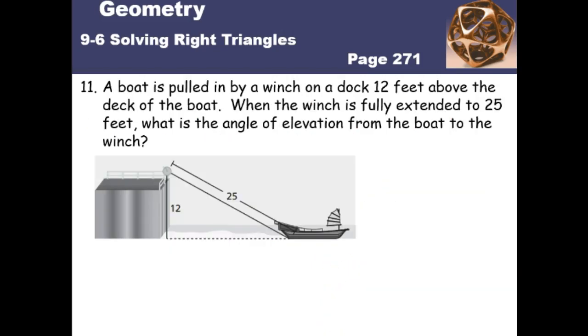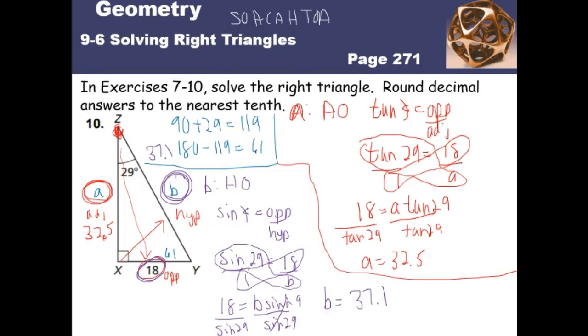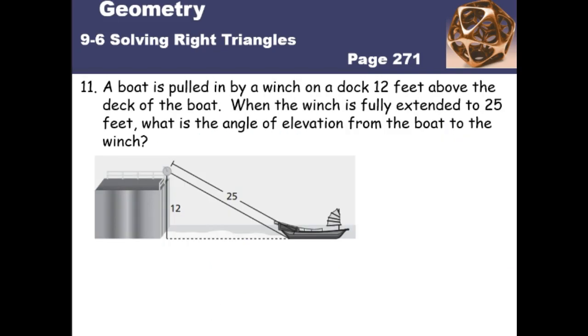Okay, now my favorite word problem. So this is on page 271. So that's still the same page we've been on. And it looks like we have a boat, which is being pulled in by a winch on a dock that's 12 feet above the deck of the boat. So this vertical distance right here is 12 feet.